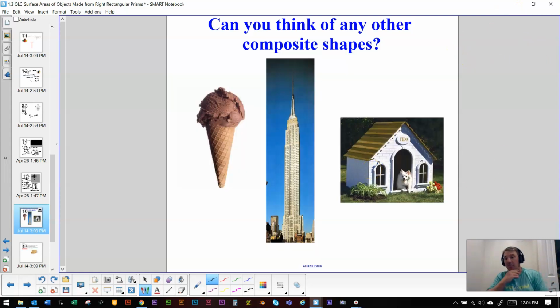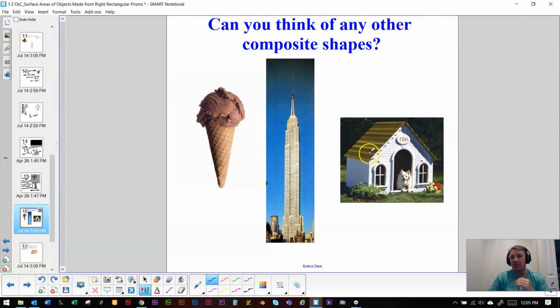So here's some other composite shapes. This is a cone. And on top of the cone is about half of a sphere. Okay, sphere being a ball. All right, you've seen an ice cream cone before. Oh, look at this one here. Whew. That looks like it's just a whole bunch of rectangles on the bottom stacked together in all sorts of weird shapes. And then there's some like triangular at the top, but it's composed of different shapes, right?